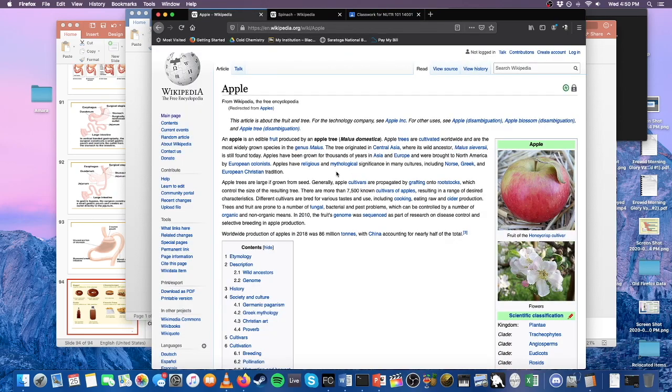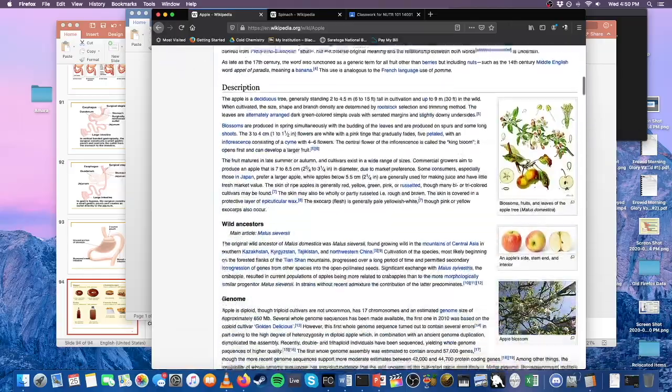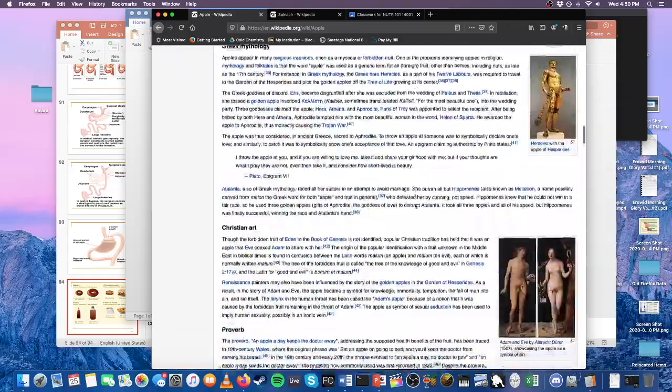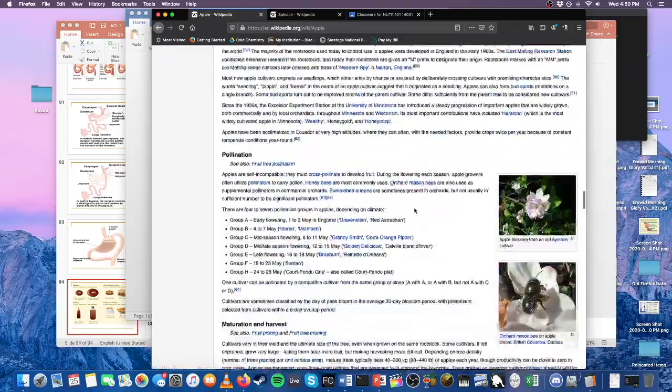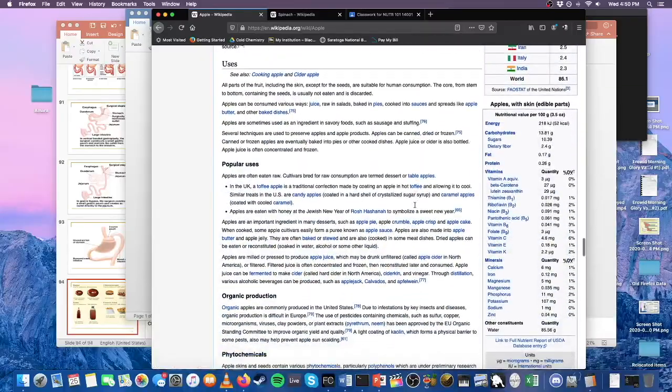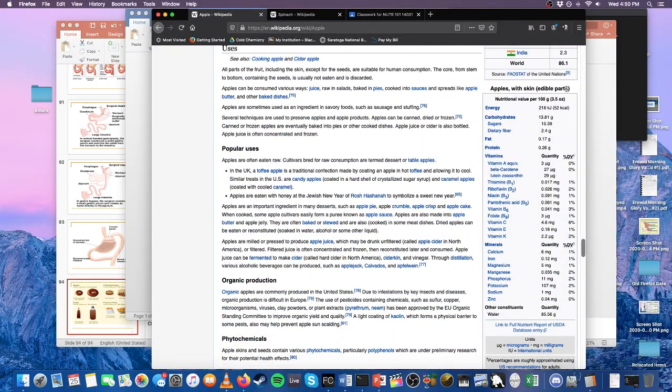So, for instance, if you scroll down on the Wikipedia article for apples, you eventually come to a nutrition facts label. This one's kind of far down, but here, apples with skin, the edible parts of the apple, this gives the nutritional value per 100 grams. So this is where weighing things out on a kitchen scale could be useful, but also you might be able to find food packaging that gives you a gram to cups or gram to ounces conversion.